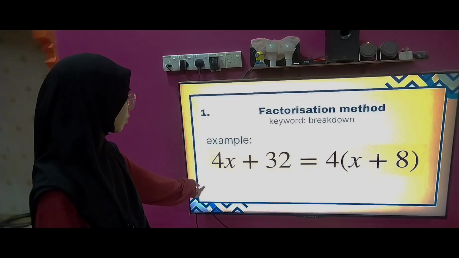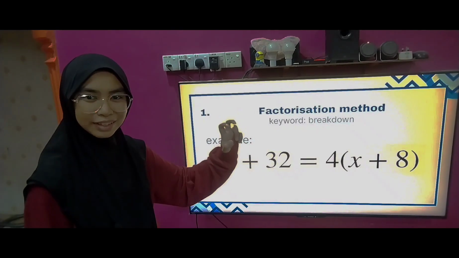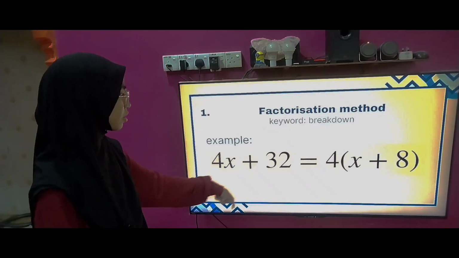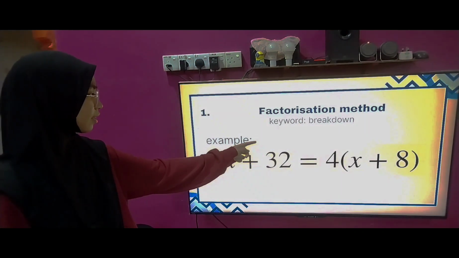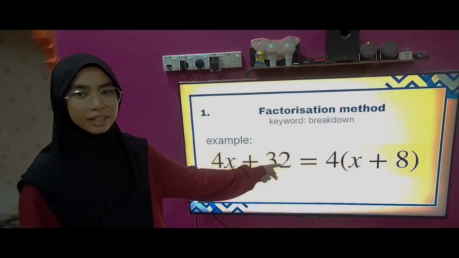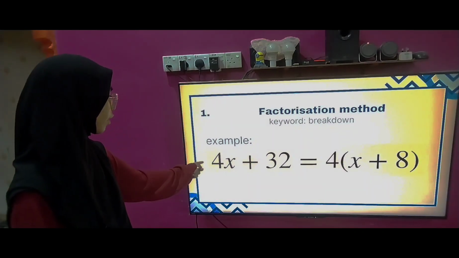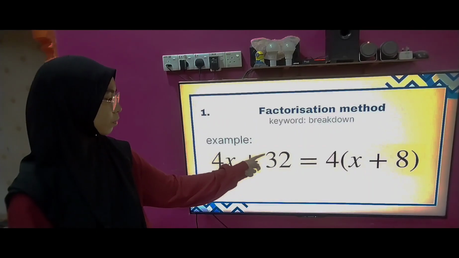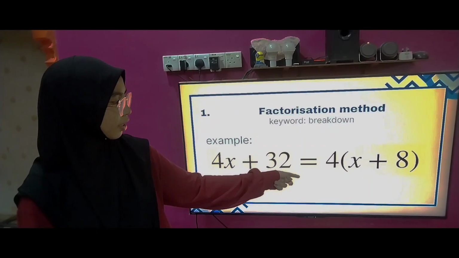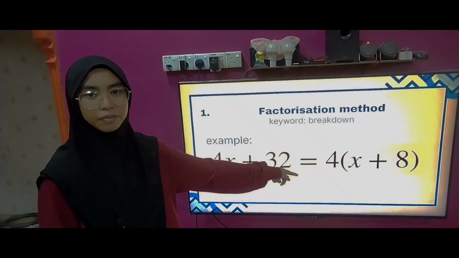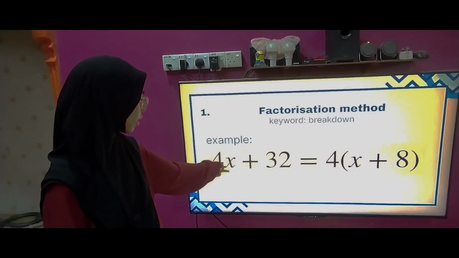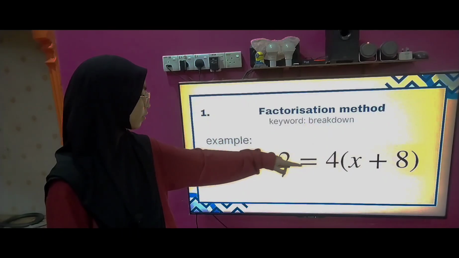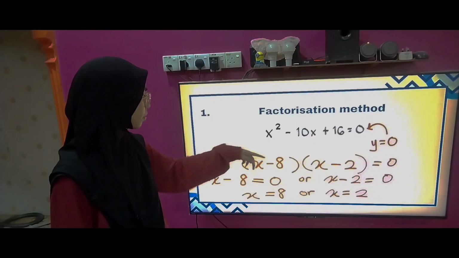So the way to break down this equation is by segregating or separating the value into brackets. As you can see, this 4x plus 32 is equal to 4 in brackets x plus 8, which when you expand, 4 times x, you get 4x, and 4 times 8, you get 32.